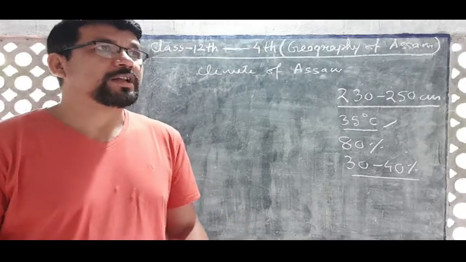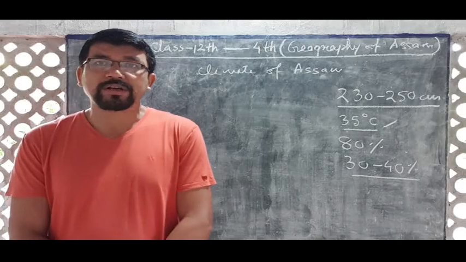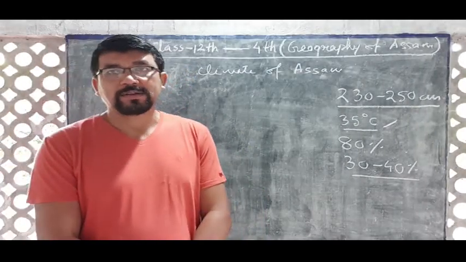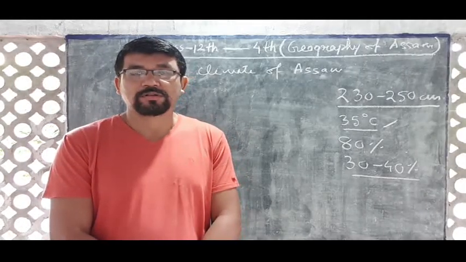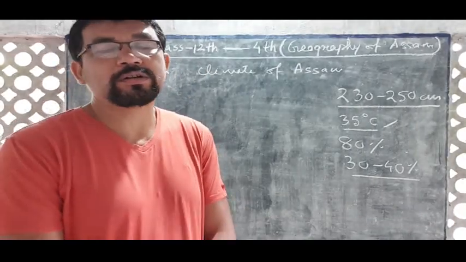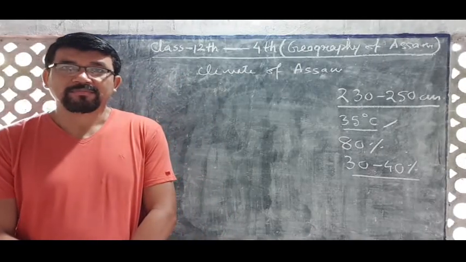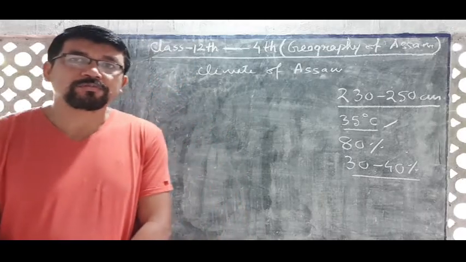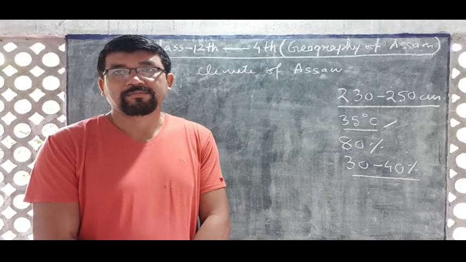On the other hand, you see now, in winter season, all the districts of Assam generally have a very low amount of rainfall. That means you can say there is no rainfall in winter season in Assam. Why? Because at that time, northeast monsoon is going on over the state.